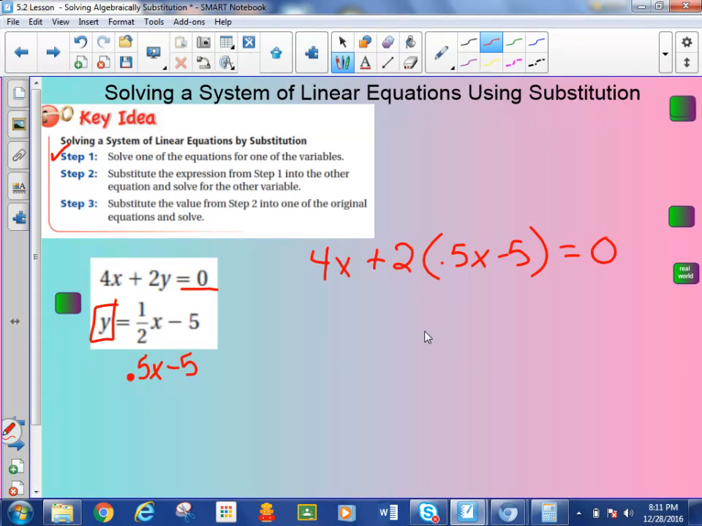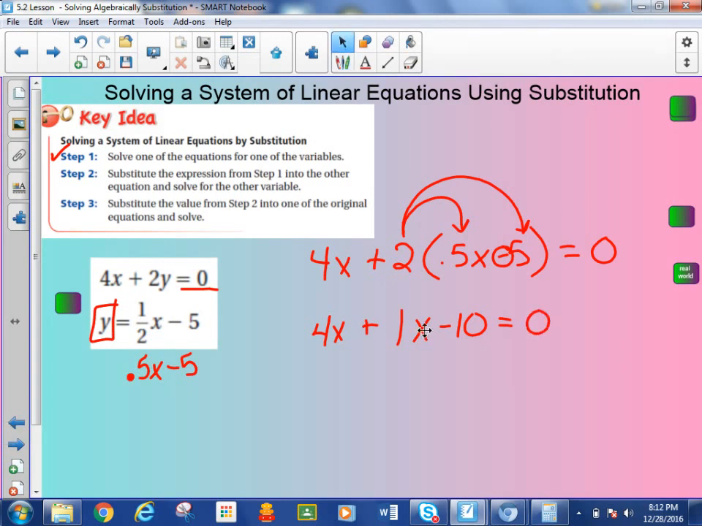Okay, so first step, I'm seeing parentheses, so I want to do my distribution. So I still have a 4x, and a plus 2 times 0.5 is going to give me a 1x, and then 2 times 5 is 10, and there was a negative sign there, so minus 10 equals 0. Okay, so that was step 1, going through and doing our distribution.